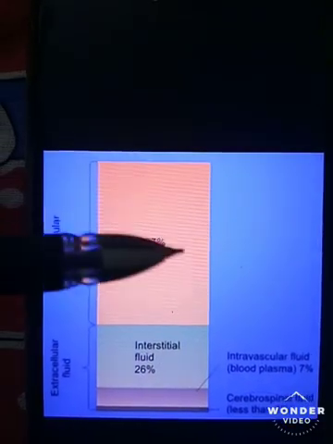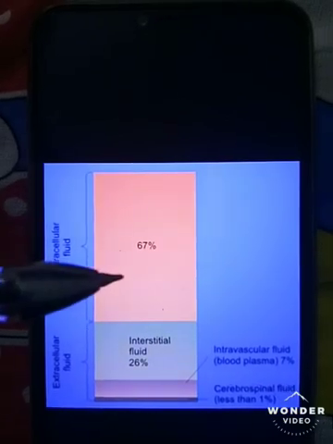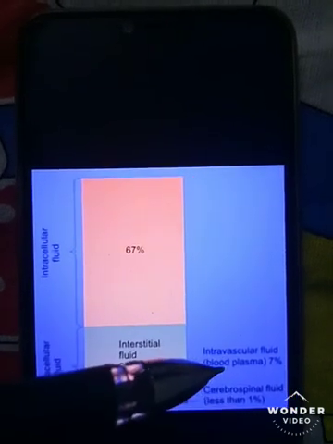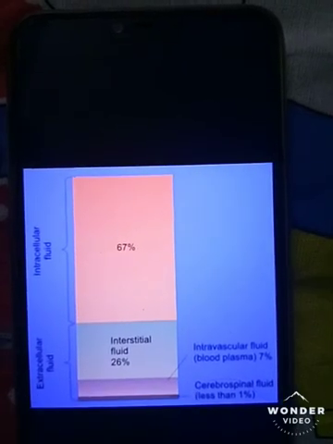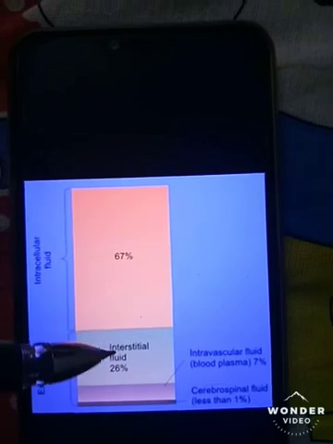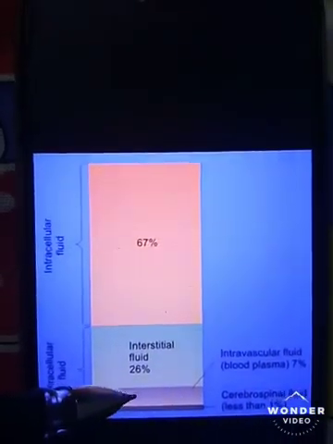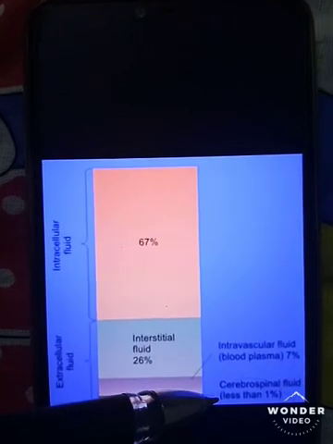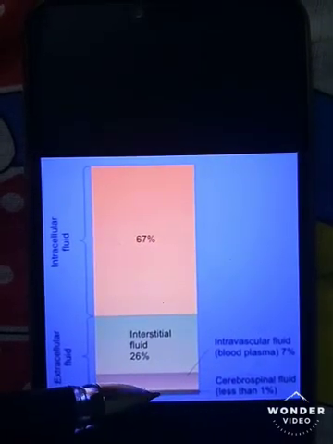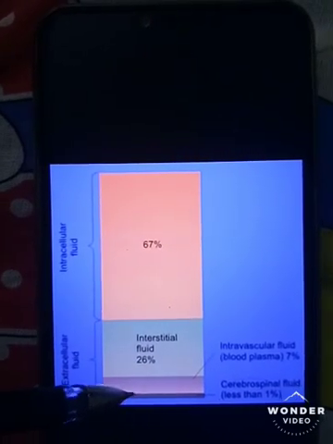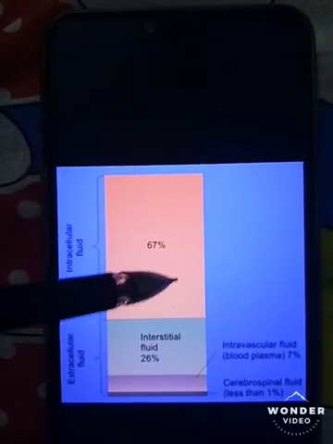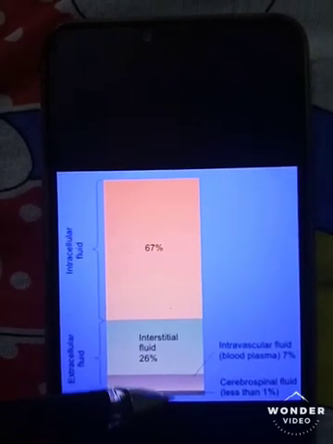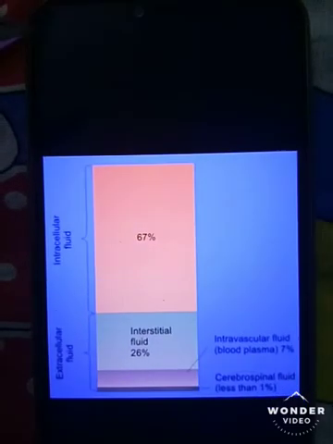So here you can see 67% is the intracellular fluid and extracellular fluid contains interstitial fluid, intravascular fluid and cerebrospinal fluid. Interstitial fluid is 26%, that is this light blue, and this purple color is intravascular, that is our blood, which contains 7%. And the last, cerebrospinal fluid, is less than 1%. This thin line is the percentage of cerebrospinal fluid. So this is intracellular fluid, this is interstitial fluid, intravascular, that is blood plasma, and this is cerebrospinal fluid. So this is the composition.